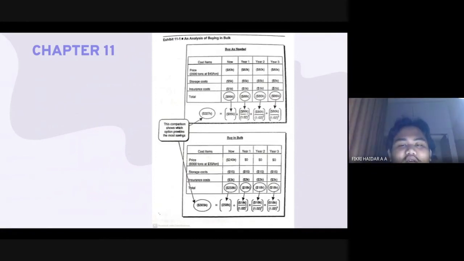But as you can see, in buy in bulk, we don't need to spend more money to buy the items as it is already paid upfront. And you can see the difference in comparison if we use the NPV analysis, that eventually the buy in bulk is way cheaper than the buy as needed method. It has a $24,000 difference.